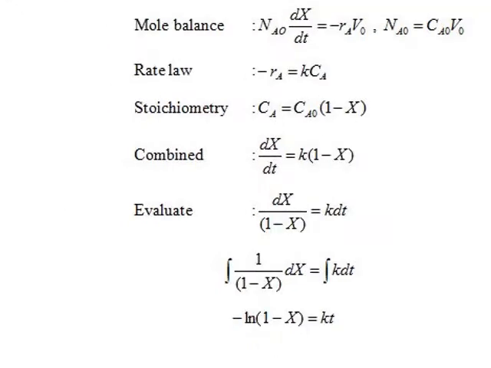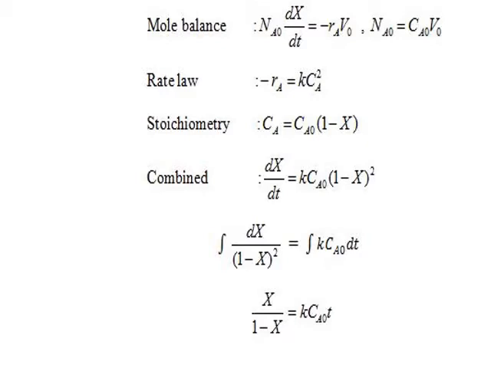Now, moving on to the first order equation, the only difference is the rate law, which is negative rA equals kCa. After this, we will again combine the mole balance, rate law and stoichiometry to form an equation, dx over dt equals k (1 minus x). After integration, we will get the equation negative ln(1 minus x) equals kt, where negative ln(1 minus x) is y and k is the gradient of the graph.